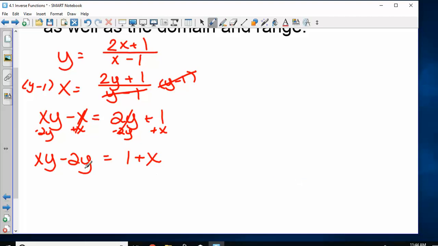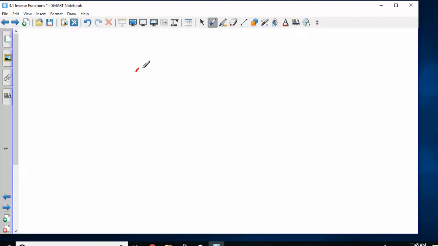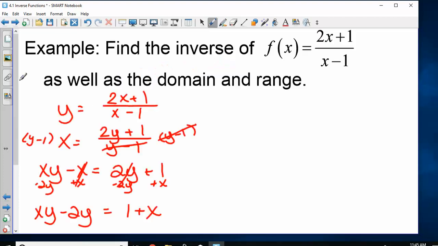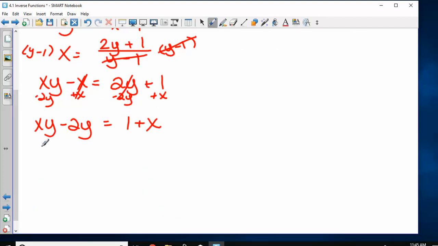I could divide by x, but that wouldn't help with this term. So instead, if I were asking you to find like when 3x squared plus 4x equals 0, what would you do? You would factor, pull out an x. So right here, we can pull out a y. Now you have y times something, so we divide it.